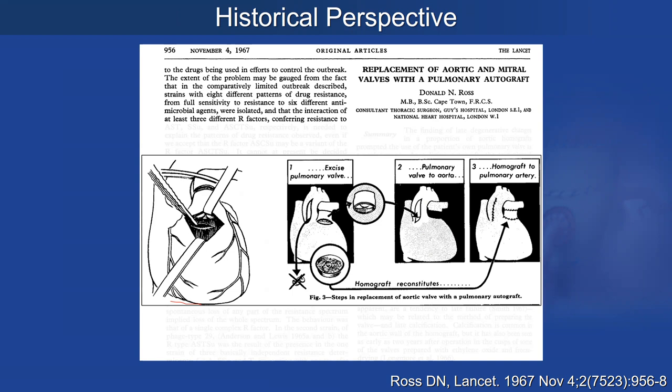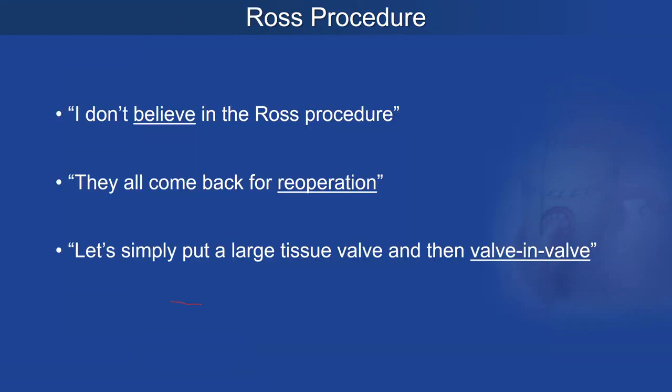And so he came up with this idea that perhaps taking a mirror image of a normal aortic valve, i.e. the pulmonary valve, putting it in the aortic position, which is the most important position in the heart, and then replacing the pulmonary with a pulmonary homograft, so a cadaveric one, in a position where the stresses and the pressures are lower, may actually translate into better outcomes, because this is now a living autologous valve on the left side.